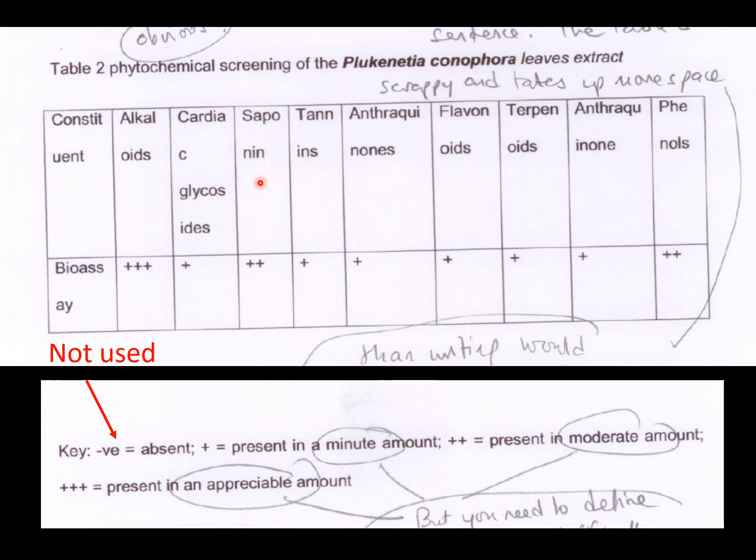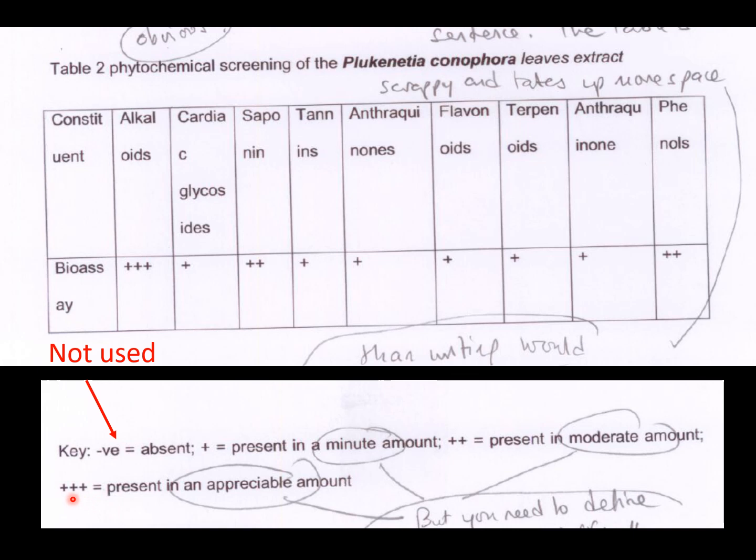Now what they should have done was rotate this through 90 degrees. Okay, then you would have got all of them in. And then they've got this funny table, okay, where they've got pluses.